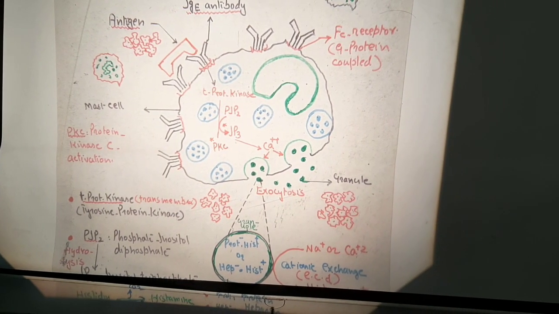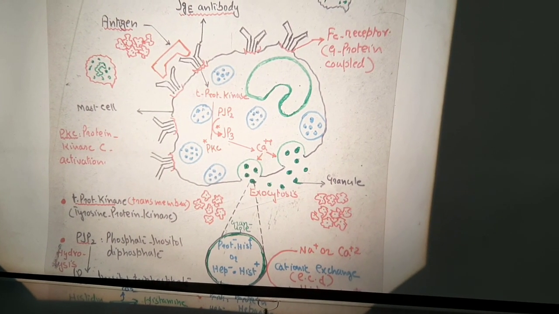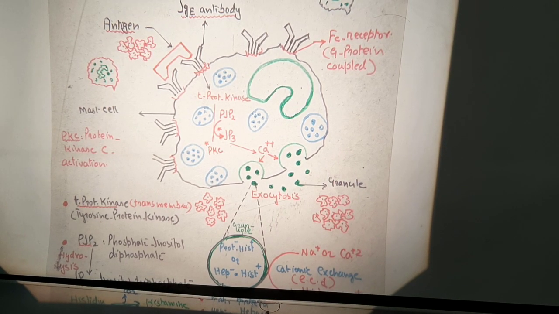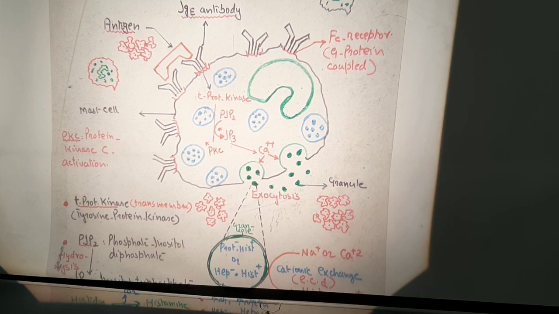Now this is the antigen, actually in this form. It acts upon the receptor, which is the Fc receptor or G protein coupled receptor. It combines with this and activates the transmembrane protein kinase. Then there is activation of phosphoinositol triphosphate, which releases the calcium ions. When calcium ions are released, there is rupturing of the vesicle membrane, and there is release of the histamine.